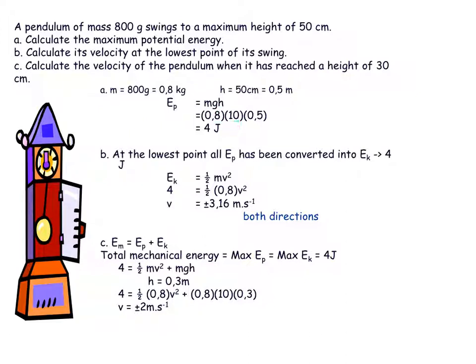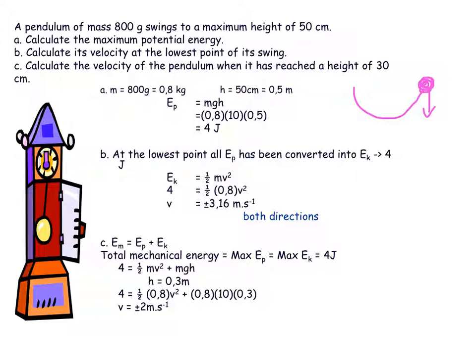So 10 is g, and h is 50 centimeters converted into meters. Notice I had to convert the 800 grams into kilograms as well. So divide by 100 over here, divide by 1,000 over there. And I get 4 joules. That is the maximum potential energy at the top of the swing because of the height.